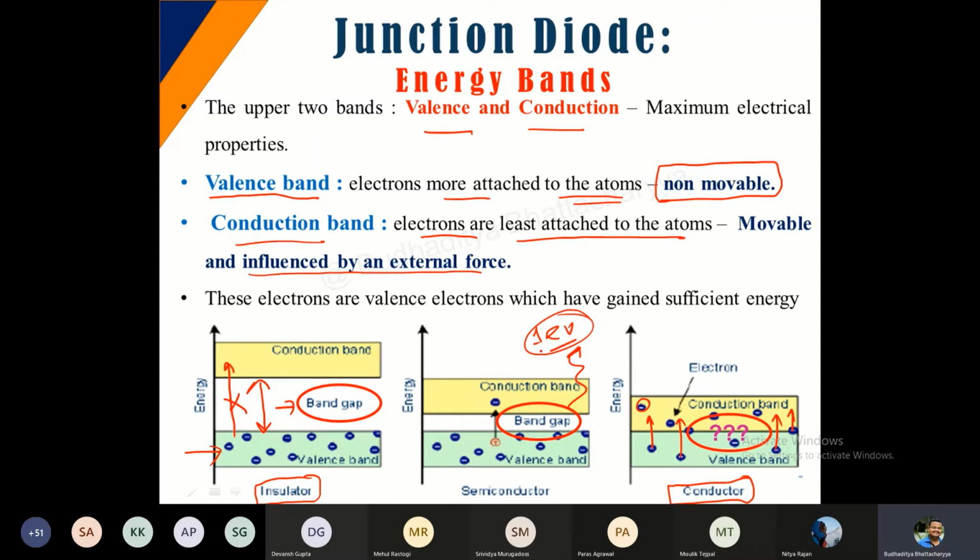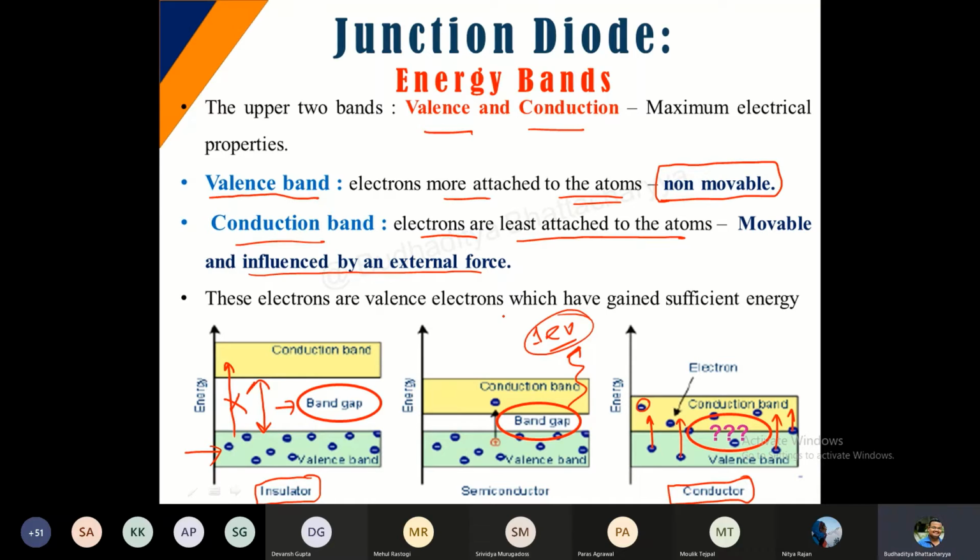So you can imagine that during a normal process, if you are considering a semiconductor, it will behave as an insulator if you are not applying any external force or external source. But if you are providing an external source, then the same insulator material will act as a semiconductor, because the valence band electrons will jump to the conduction band and will start to behave as a conductor.